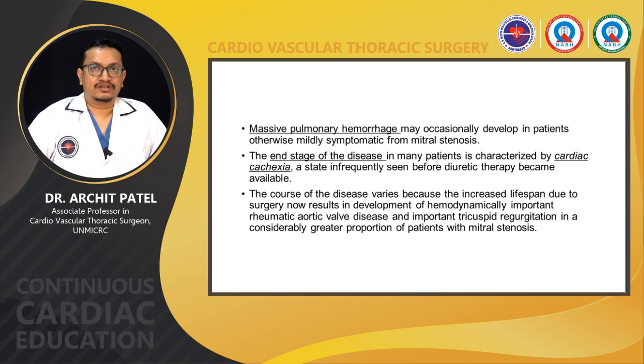Massive pulmonary hemorrhage may occasionally develop in patients otherwise mildly symptomatic from MS. The end stage of disease in many patients is characterized by cardiac cachexia, a state infrequently seen before diuretic therapy became available. The course of the disease varies because the increased lifespan due to surgery now results in development of hemodynamically important rheumatic aortic valve disease and important tricuspid regurgitation in a considerably greater population of patients with mitral stenosis.